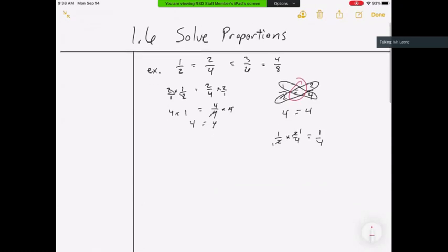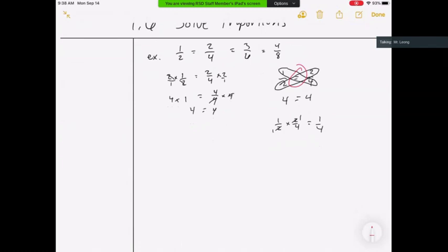Let me show an example of something that's not equal. So let's say we're trying to do these two. But instead of 3/6, I said 3/5 is equal to 4/8. I said those are equal, right? Well, I can check. Watch. 4 times 5, I'm going to do a different color, is 20. 3 times 8 is 24. These two fractions are not equal.